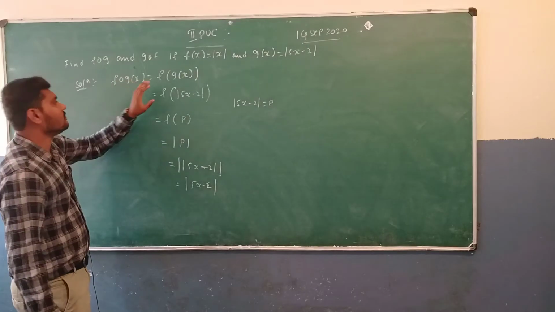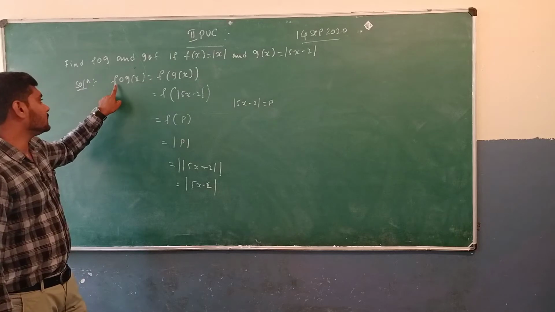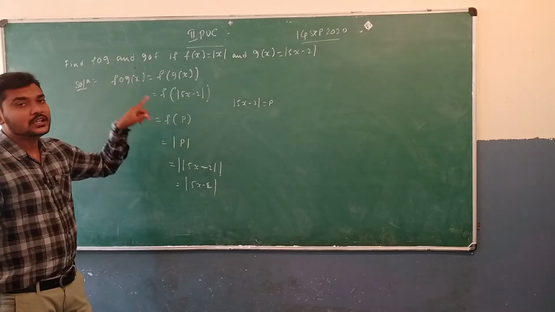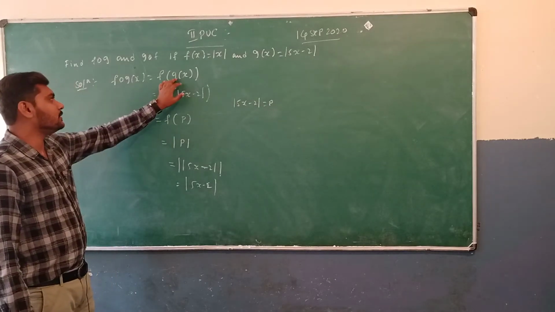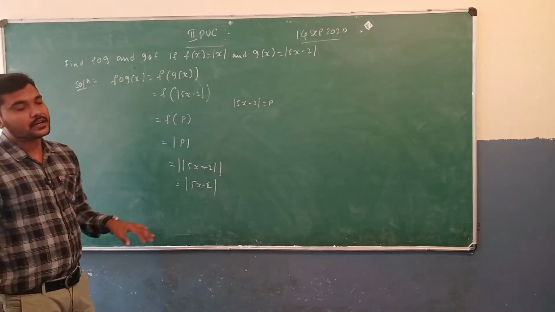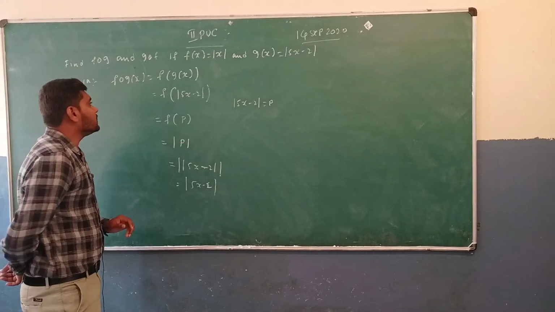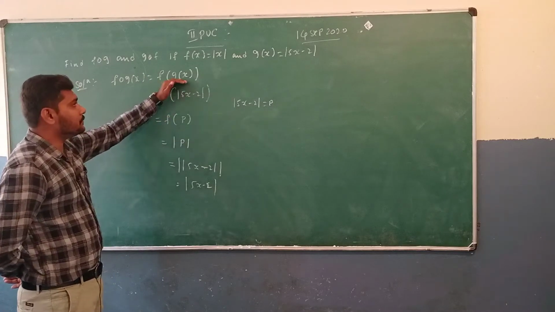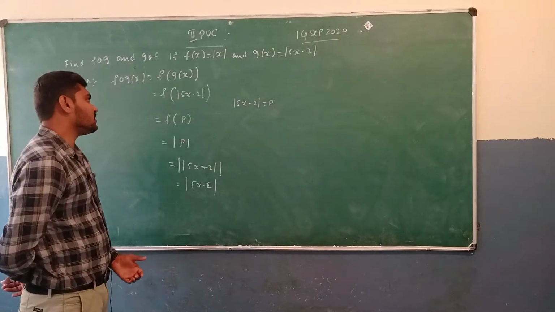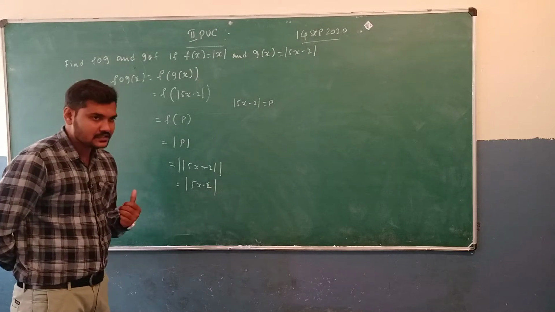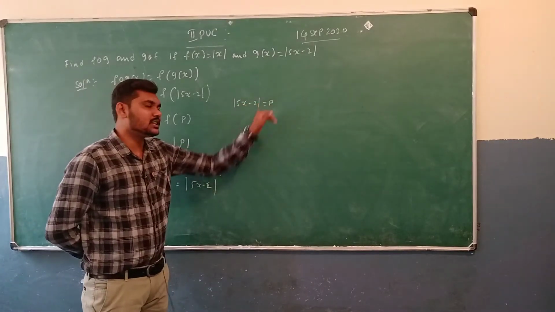Observe it. We need to find fog. So fog means g of x is a function which is going to be present inside f, or we can say that g of x is going to be the domain for the values of the function f. Then f of g of x, where g of x is equal to mod of 5x minus 2. So mod of 5x minus 2, I am just replacing for a simple calculation, is nothing but p.